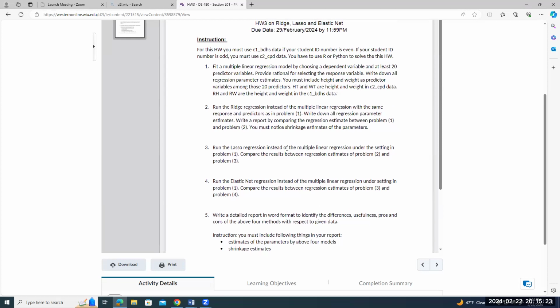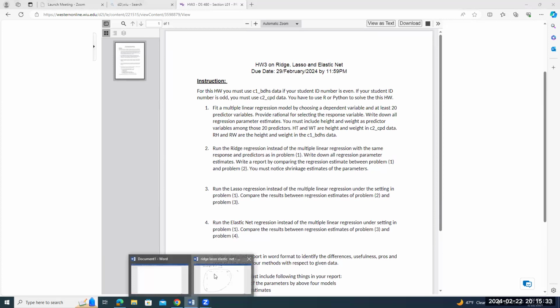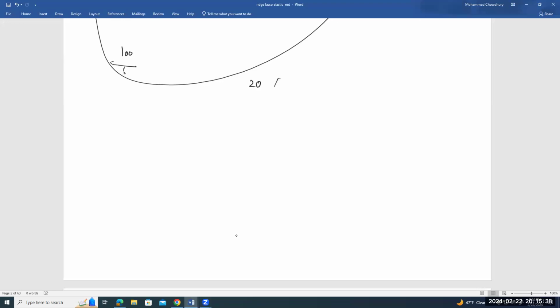Now, I want to tell you one thing. Before 1970, what methods did they use? Suppose there are 20 Xs and one Y, right? Before ridge came in 1970, how did people find the best combination of Xs in the model? This is known as stepwise, stage-wise, forward, backward. Nobody uses those anymore.